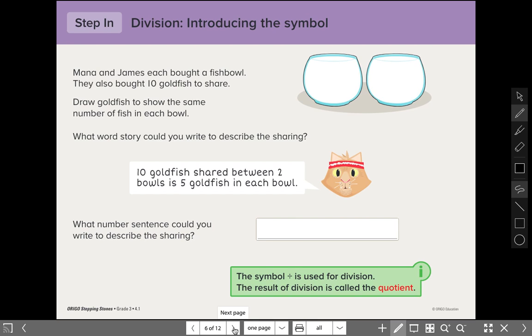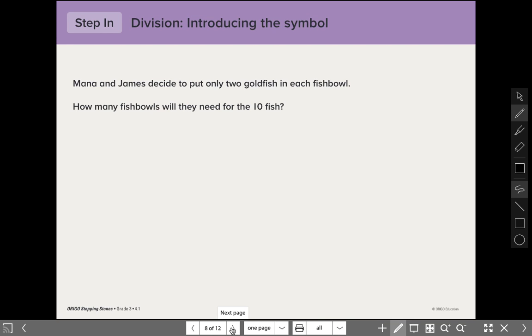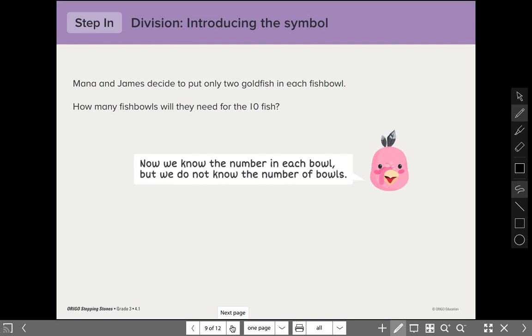Okay, so it just tells you the symbol divided is used for division. The result of the division is called the quotient. And yes, we're going to add that in our vocabulary books, just not right this second. Okay, but we are going to add quotient to our vocabulary. Okay, Mana and James decide to put only 2 goldfish in each fish bowl. Okay, how many fish bowls will they need for the 10 fish?